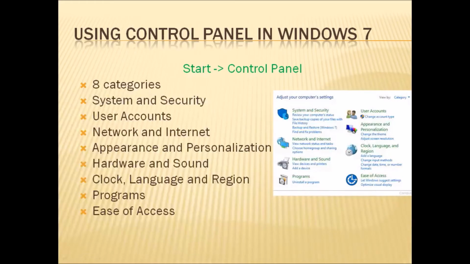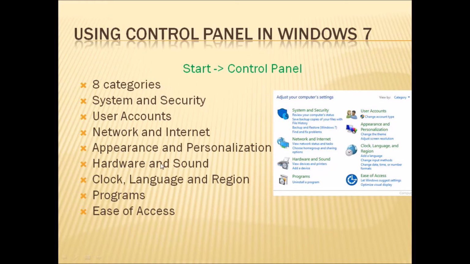Understood? Now we'll see about the control panel, which is available in Windows 7. To open a control panel, we should go to start menu and click on control panel. 8 categories will be displayed when you open the control panel. They are system and security, user accounts, network and internet, appearance and personalization, hardware and sound, clock, language and region, programs, and then ease of access. We can change any settings in your computer with these categories.